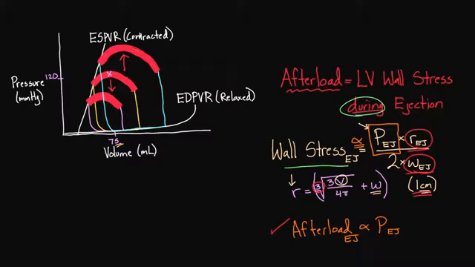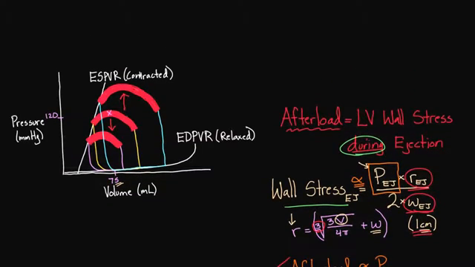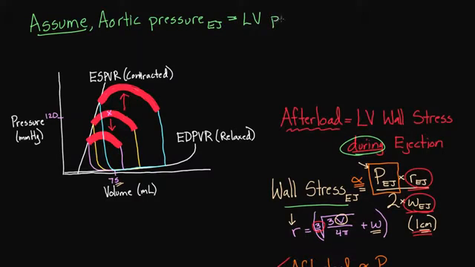So now let me push you one step further and say, okay, if you think that you've mastered this a little bit, let me now build in an assumption. Let's assume, and I'm going to write it very clearly because this is definitely not always true, but assume that the aortic pressure during ejection is the same as the left ventricular pressure during ejection. So let's assume this is true.